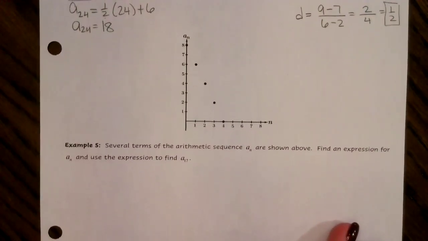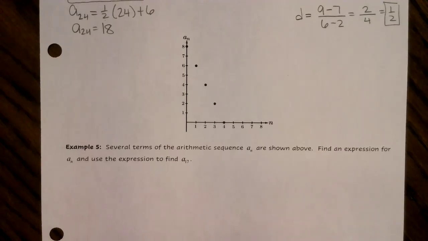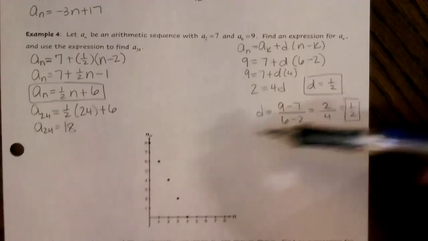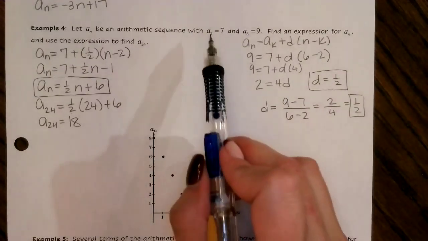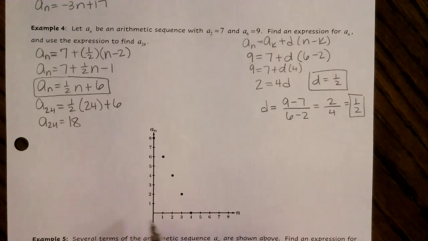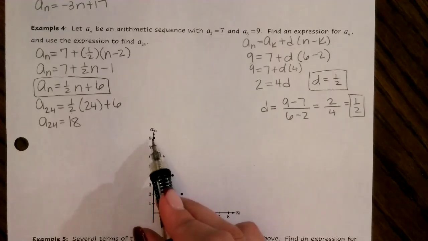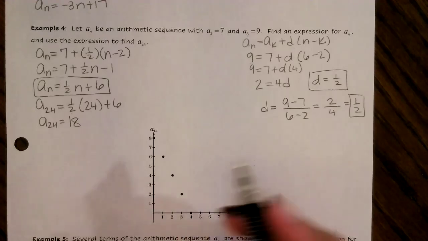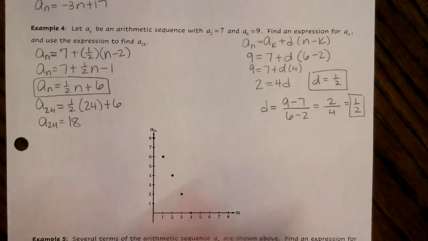All right, for number 5 here, it says several terms of the arithmetic sequence a sub n are shown above. Find an expression for a sub n and use the expression to find a of 17. So again, we need to find that common difference. You can start by writing the equation, so you can choose either one of these formats. Instead of giving you the points though right here, they gave you the graph. So you've got the point 0, 8, you have the point 1, 6, 2, 4, and so on.